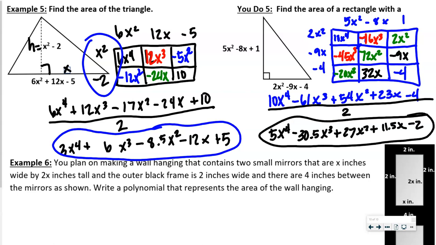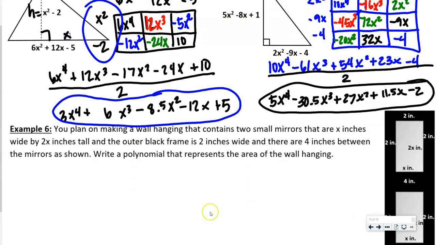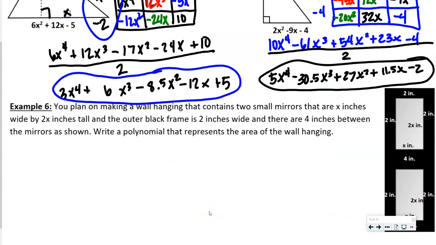Okay? All right, this next one's kind of tricky. So let's talk about it. So it says, you plan on making a wall hanging that contains 2 small mirrors that are x inches wide. So this is a width right here, guys, okay? X inches wide. Let me move this so we can see it, okay? And 2x inches tall. Okay, so this is our height right here, okay? That's a height. That's a height. We're going to need that in a minute.